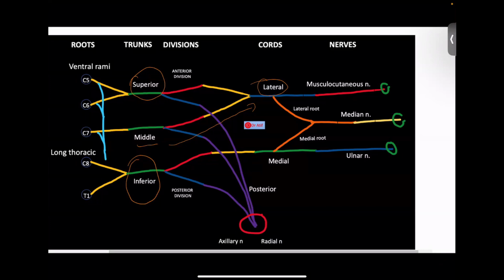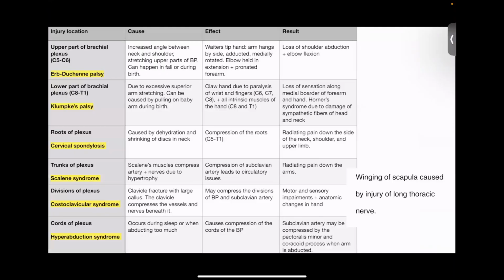Rest, we have gone through it: musculocutaneous, C5, C6, and the C7 also joins there, to form the lateral cord. Median is from the lateral and medial cords, and the ulnar is just from the inferior trunk, medial cord. They continue as the ulnar nerve. So let's go forward. Okay, so this table has the injuries.